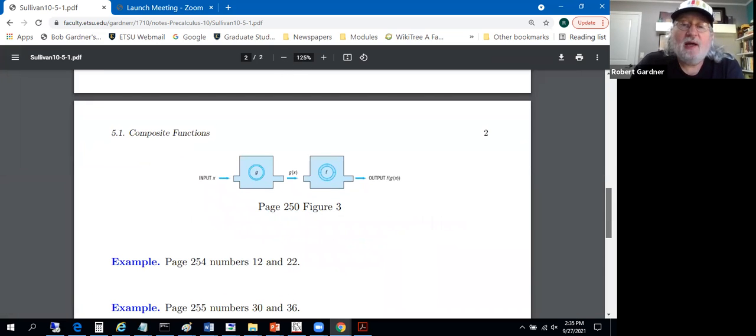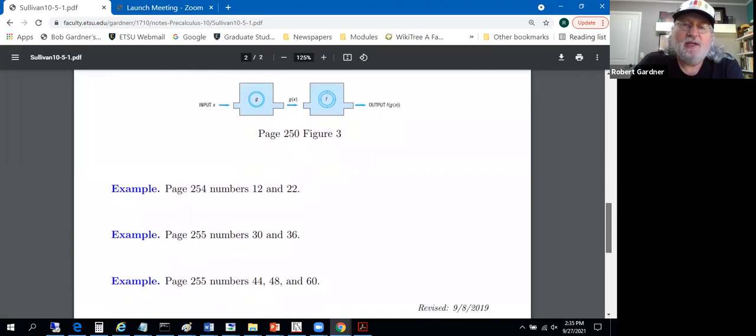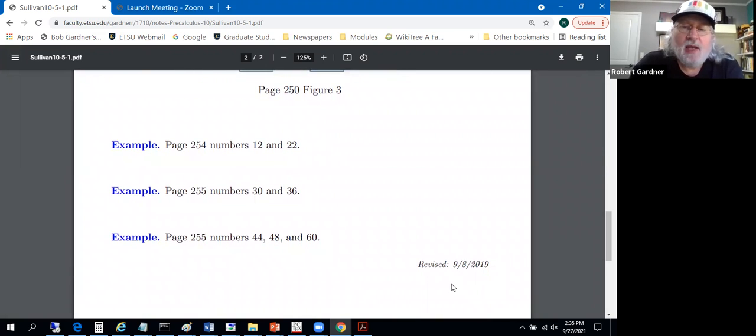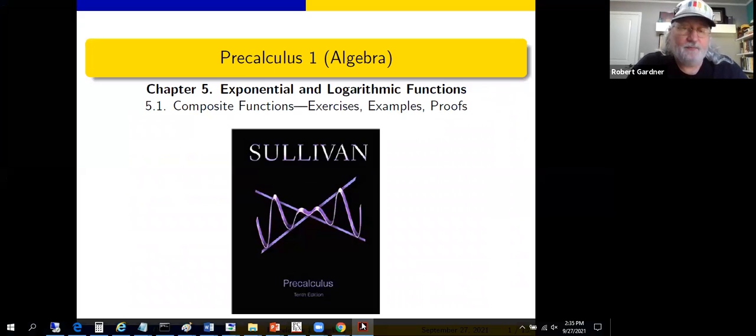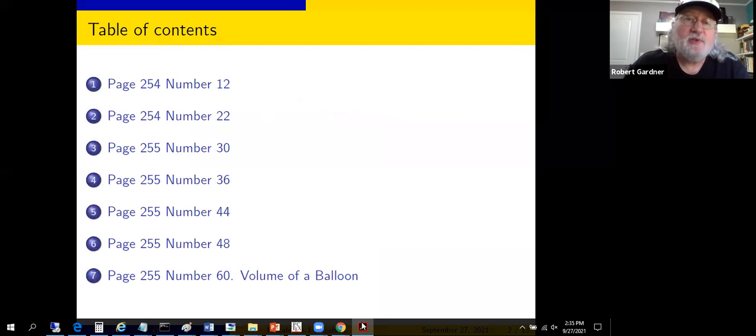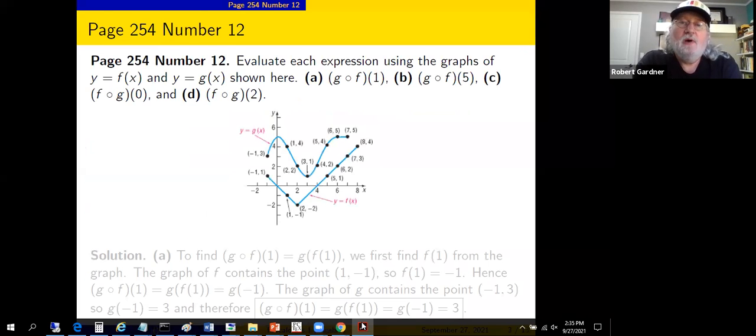Given on the previous slide. Here it is in terms of this machine idea of a function as a machine. And we'll just illustrate this with a bunch of examples. Okay, so some examples on compositions of functions from section 5.1. First, given graphs of functions, evaluate compositions. Evaluate each expression using the graphs of y equals f of x and y equals g of x given. Find first g composed with f of 1.